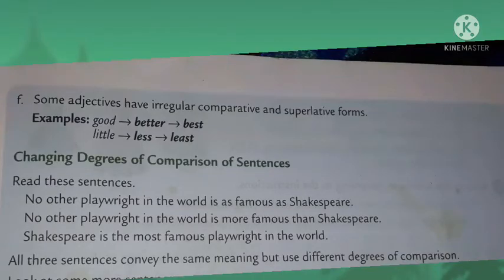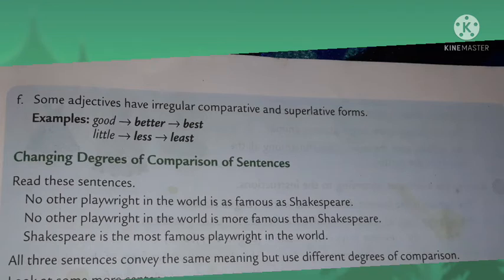Some adjectives have irregular comparative and superlative forms. We can't add er or est with them. Examples: good, better, best, little, less, least. By using different degrees of comparison, we can convey the same meaning in a sentence. Examples: no other playwright in the world is as famous as Shakespeare. Second one, no other playwright in the world is more famous than Shakespeare. Third one, Shakespeare is the most famous playwright in the world.